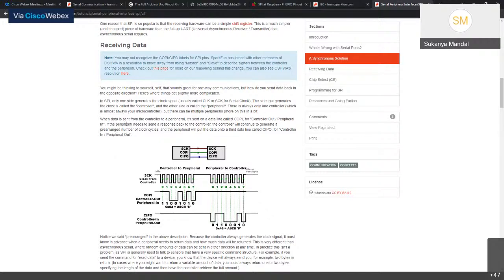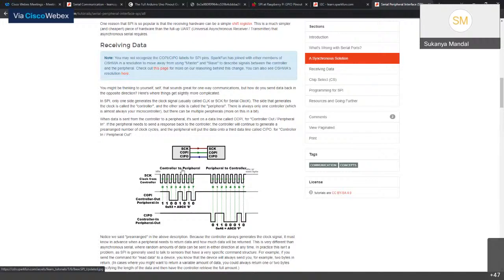In SPI, only one side generates the clock, usually denoted by either CLK or SCK, the serial clock. The side that generates the clock is known as the controller, and the other side, which just receives the signal without generating the clock, is called the peripheral. There's always one controller, which is almost always your microcontroller, but there can be multiple peripherals, which could be another microcontroller or sensors or a different board.